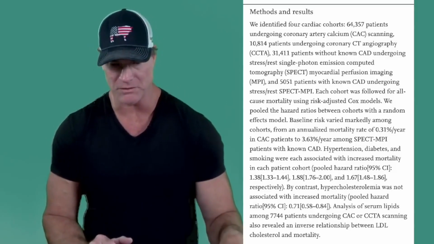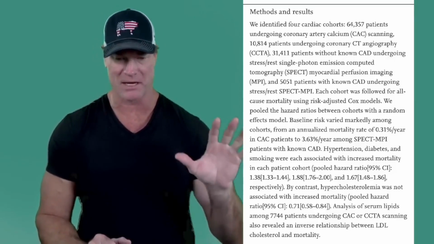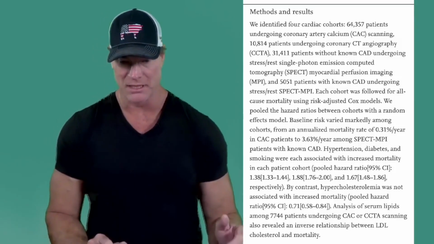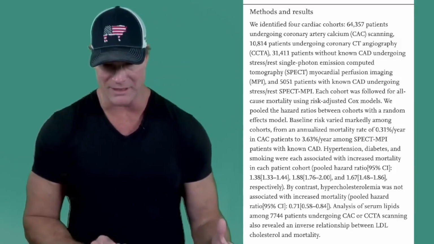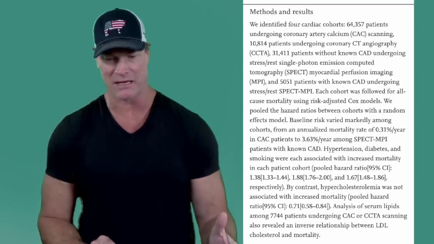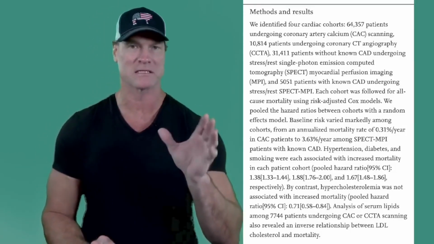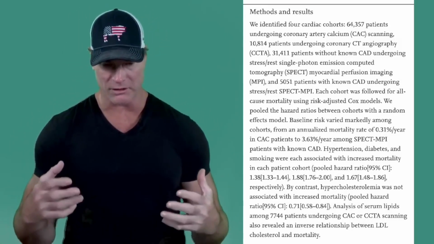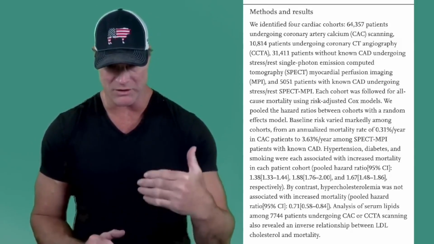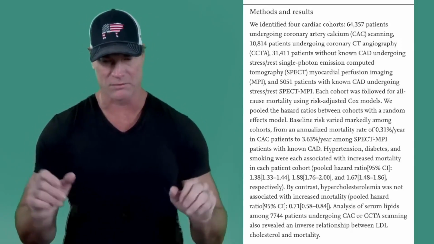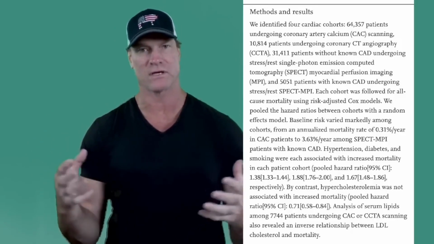So in the first group, there were 10,000 people. The CCTA group had 31,000 patients. We had an additional group that underwent something called SPECT scanning, or nuclear SPECT scanning, which is single photon emission computerized tomography, some with known cardiovascular disease and others without known cardiovascular disease. So these four groups came out and they looked at the various factors and what predicted mortality.